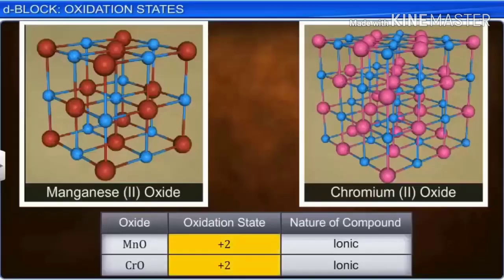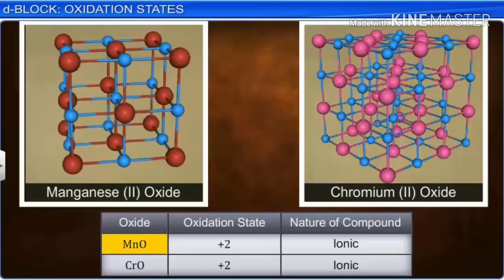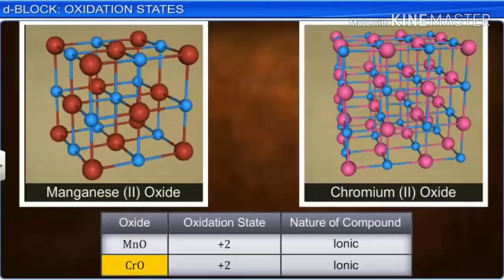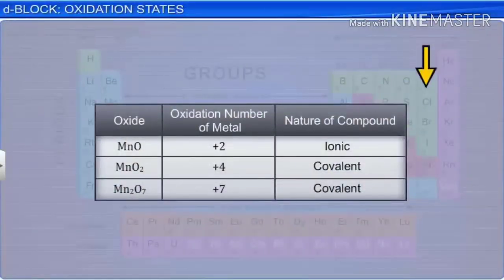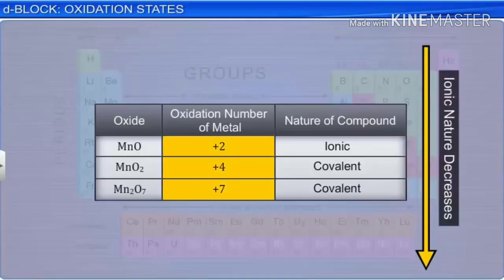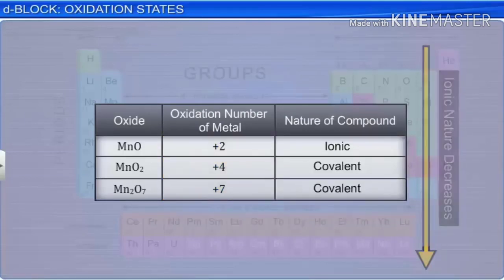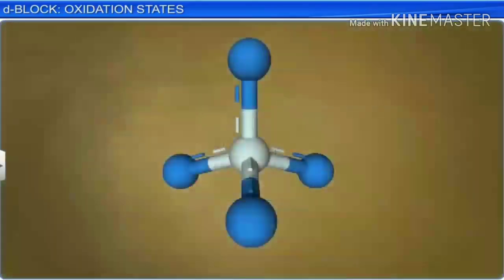In the lower oxidizing states, these elements form ionic compounds. For example, manganese 2 oxide and chromium 2 oxide are ionic in nature. The tendency to form ionic compounds decreases with an increase in the oxidation number of the metal. Higher oxidation states give rise to covalent compounds.